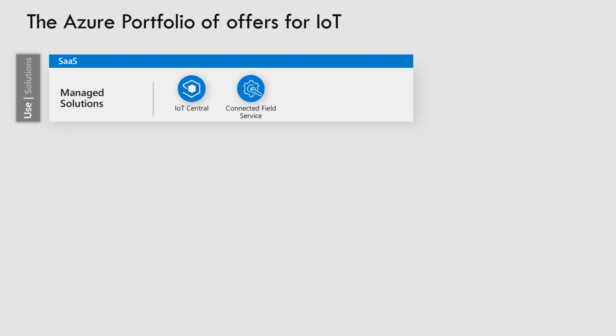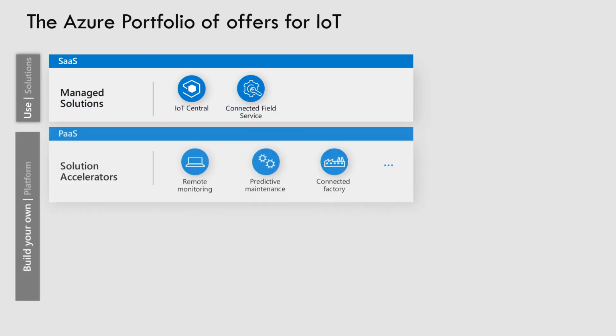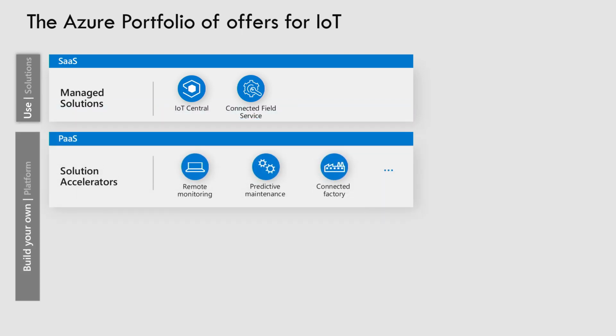If you want to just use an IoT solution, IoT Central is a great place to start. It is fully managed in the cloud. You don't have to worry about deploying any infrastructure. It's almost like Office 365 for your IoT solution. Connect your devices. You can do the rules processing. You can take actions, all of them on the cloud without deploying anything, and you can be up and running in minutes.